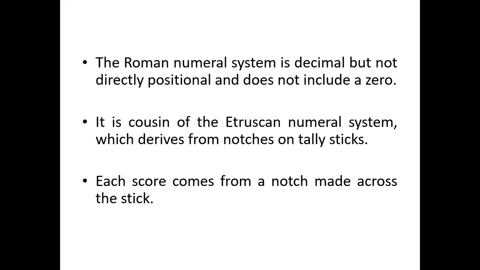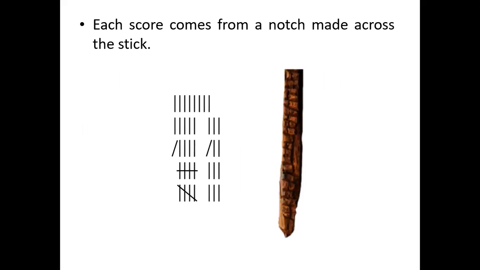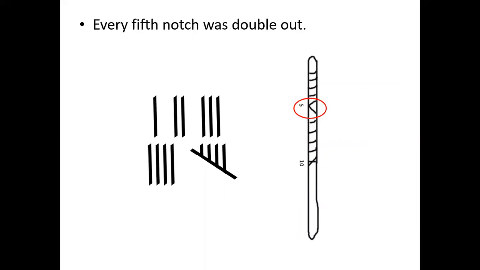Each score comes from a notch made across the stick, like this. You can see it's a regular stick that was marked with little notches. At the beginning, they just made little lines, but as the number grew, it would not be possible to understand which was which to keep the score. So they started differentiating it by different marks. At the end, they came out with this distinctive way. Every fifth notch was doubled out.